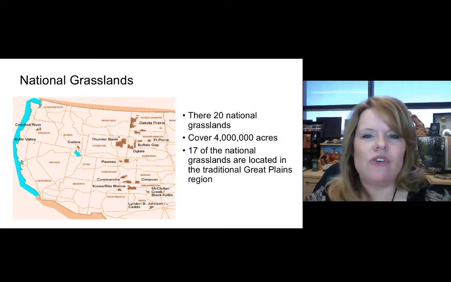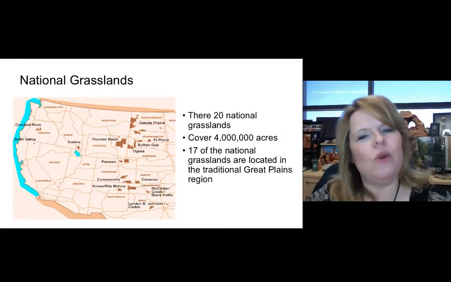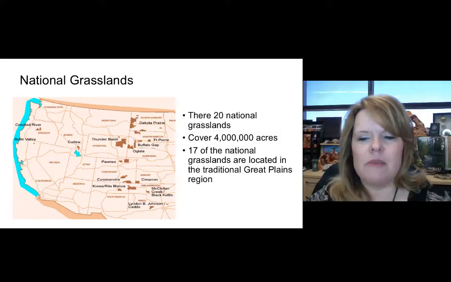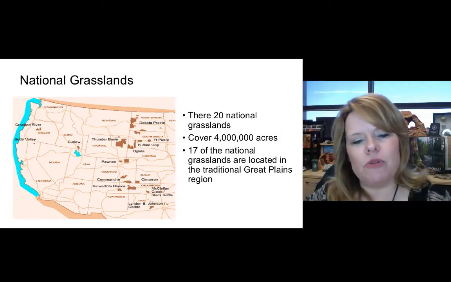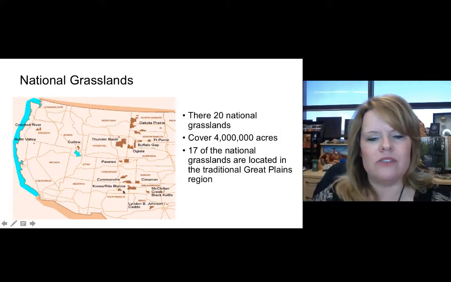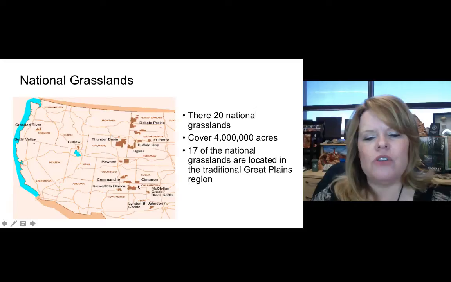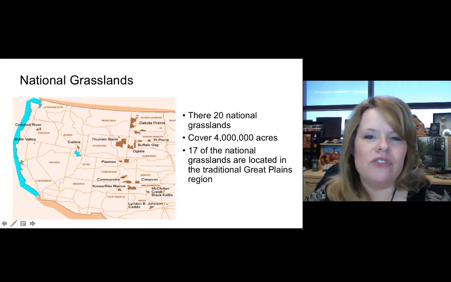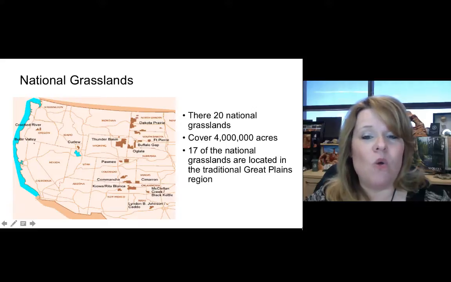When you think about national grasslands, they're a bit different. There are 20 national grasslands at this time, and they cover over 4 million acres. 17 of those national grasslands are located in the traditional Great Plains prairie, right where the old bison used to roam. So when you look at that, that's right in this area, right in here. Grasslands are essential to a biome, the whole ecosystem of animals that live in that. And bison are just one example.